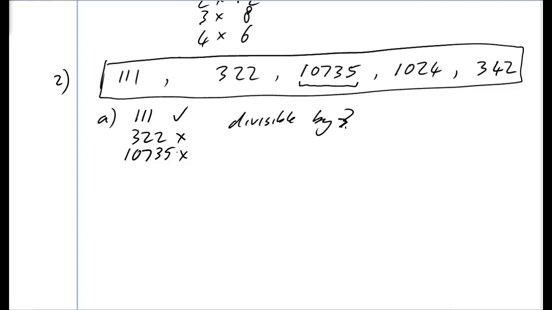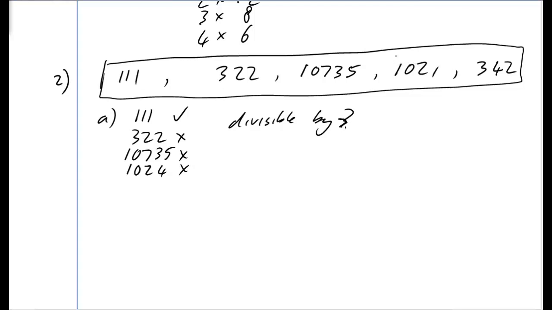Okay, now what about this number here? Is that divisible by 3? Okay, what you do is you add up the numbers, so 1 plus 0 is 1 plus 2 is 3. 3 plus 4 is 7. Is 7 divisible by 3? No. So 1,024 is not divisible by 3.